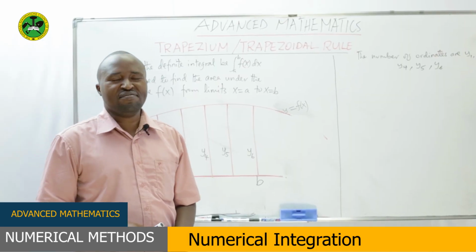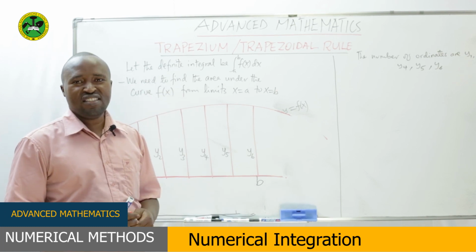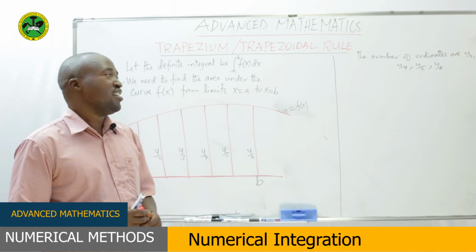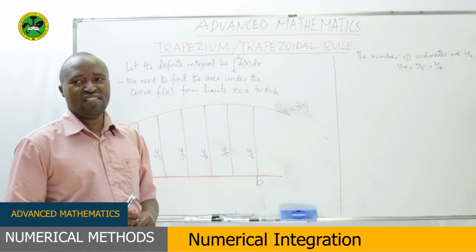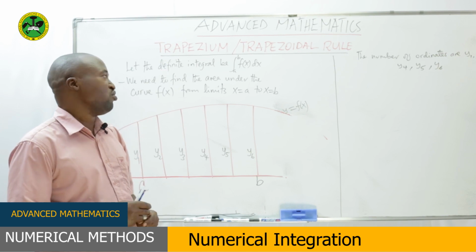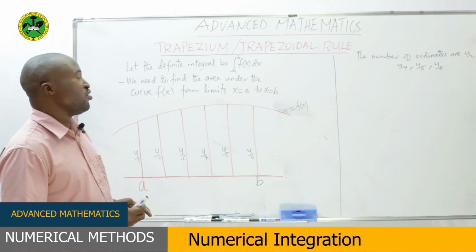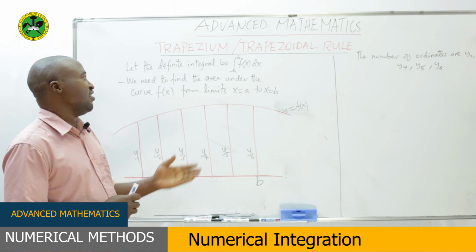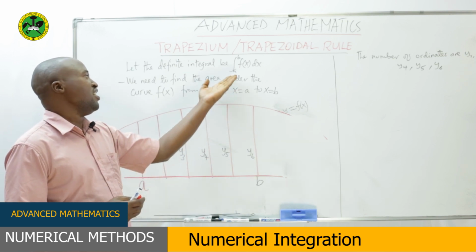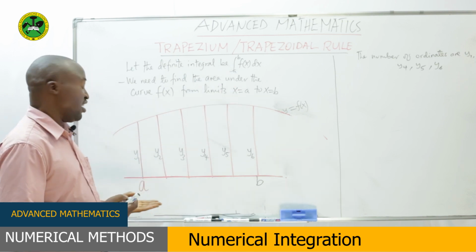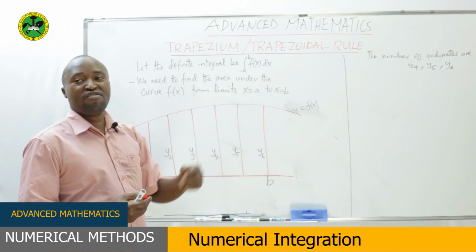So students, we are starting with the trapezium rule. As I said earlier, sometimes it's called the trapezoidal rule. Let us see how we are going to derive this rule. Suppose we want to find the area under this curve. That is the same as the integral, using our limits from a to b, then we integrate our function.